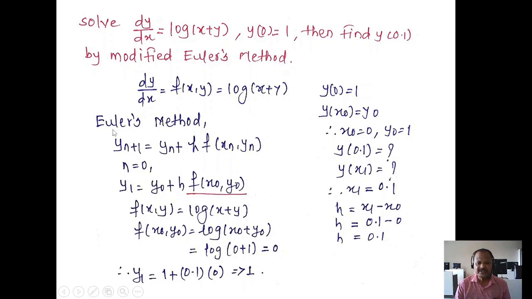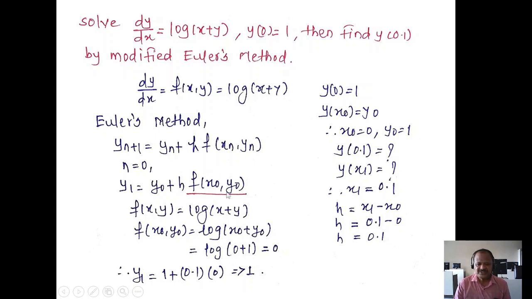After finding this, we have to find the value of y1. For this you can write the Euler's method formula: yn plus 1 is equal to yn plus h into f of xn comma yn. You can put the value of n is equal to 0. So in this equation, y1 is equal to y0 plus h into f of x0 comma y0.